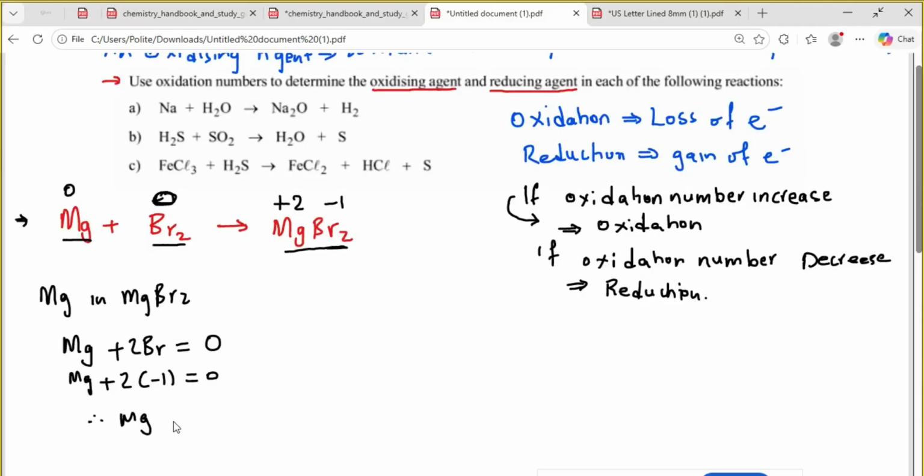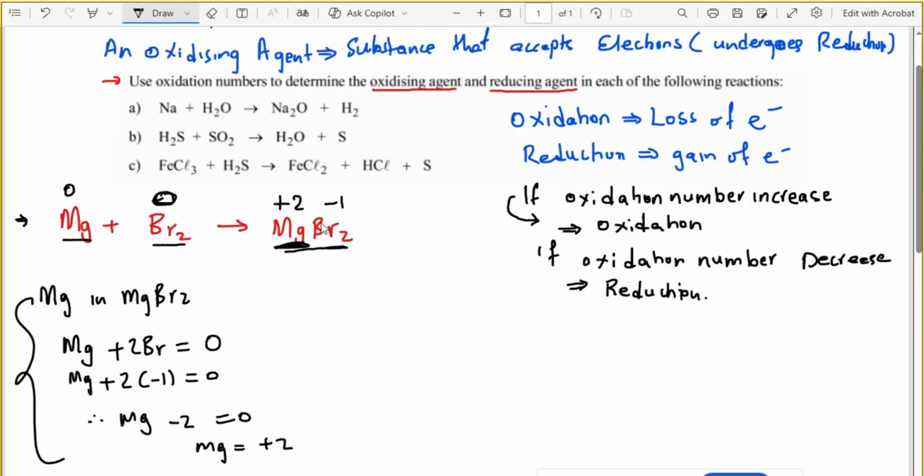Therefore, Mg minus 2 is equal to 0. This gives Mg to have what? To have +2. So this is where the +2 is coming from. But even if you know that Mg is in group 2, there's no need for you to go through all this. You can just write +2. Are you happy with that?